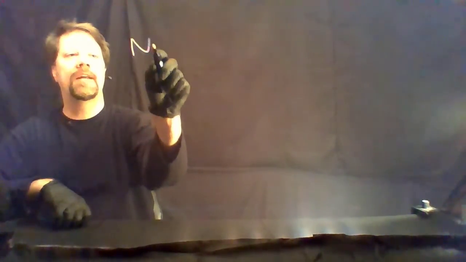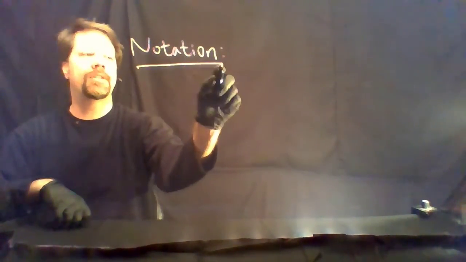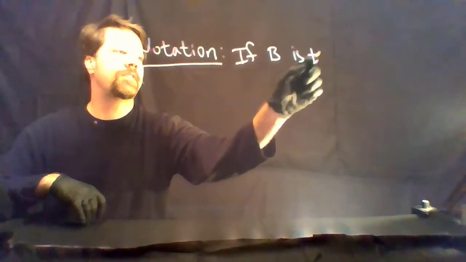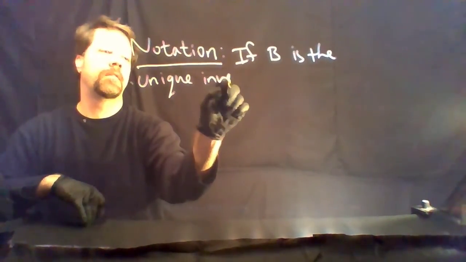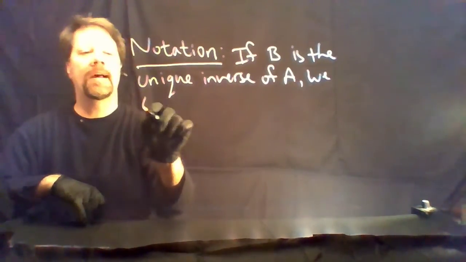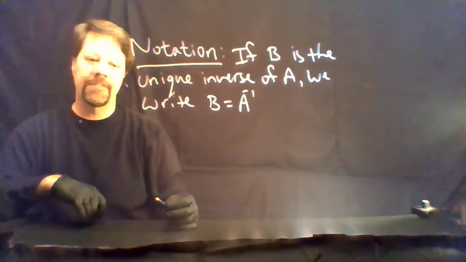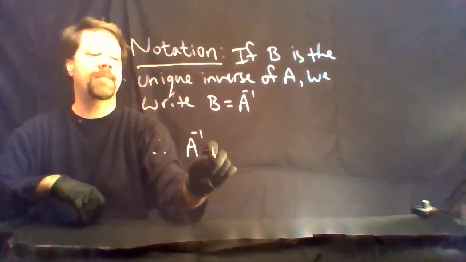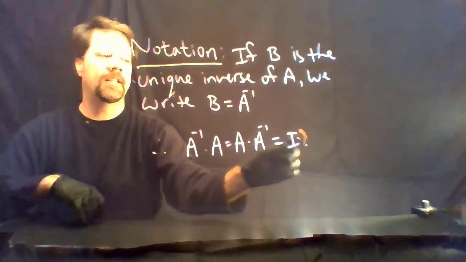Because we now know that inverses are unique, it justifies the following notation. If B is the unique inverse of the matrix A, instead of B, we write A with a superscript of -1. It follows then A inverse times A will give you the same thing as A times A inverse, namely the identity matrix.